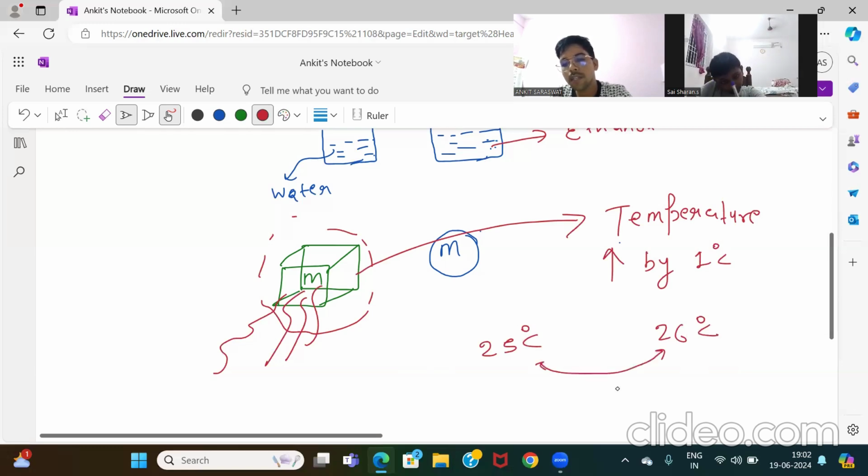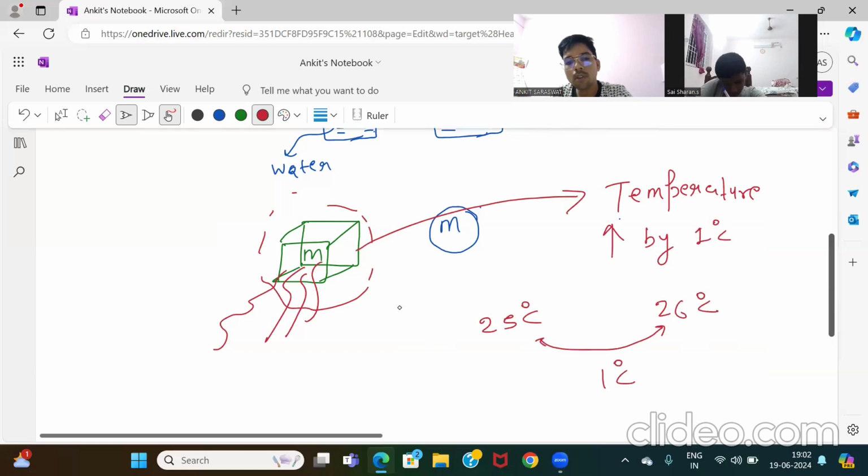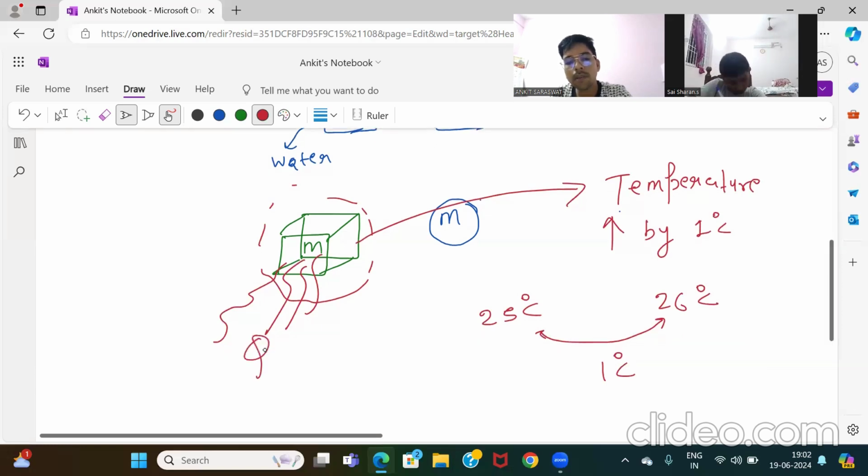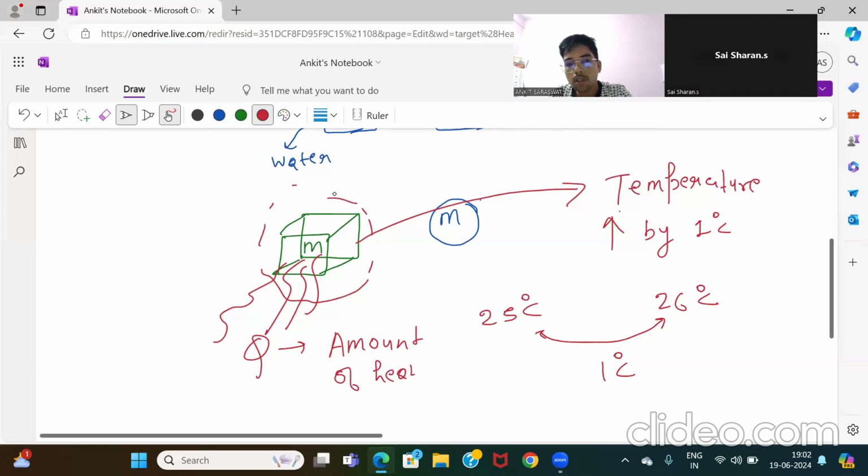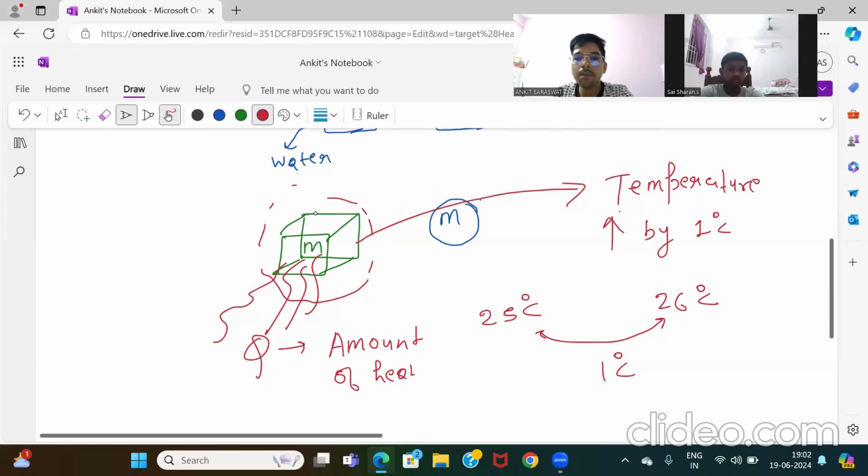1 degree Celsius. So the amount of heat is denoted by Q. Q means the amount of heat that we are giving to the whole body, whole substance, so that the temperature raises by 1 degree Celsius. That amount of heat is known as heat capacity.